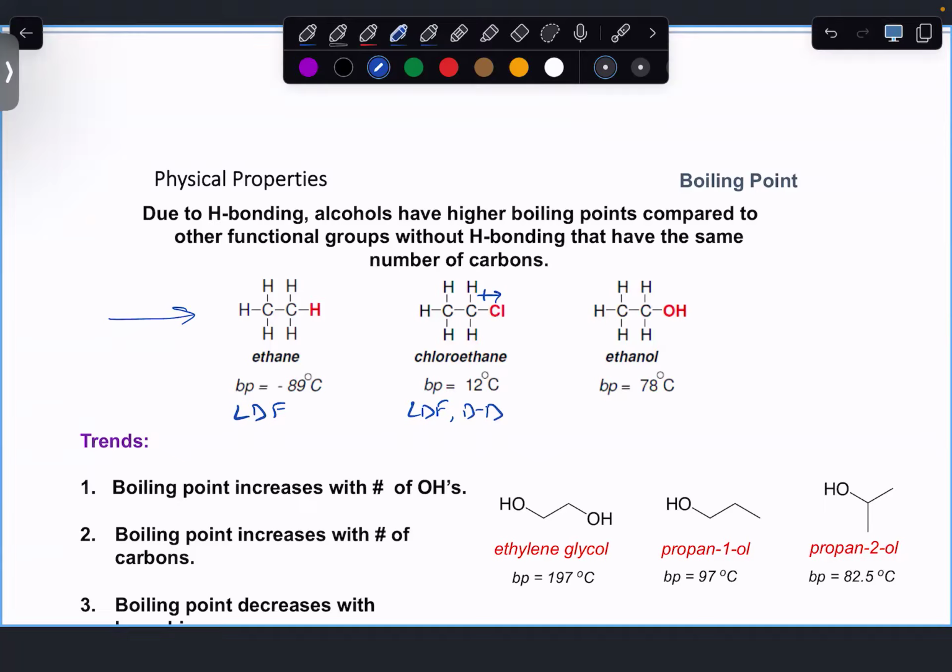And then finally, with the alcohol, you have 2 polar bonds, namely the carbon-oxygen and the hydrogen-oxygen. All right. So this is going to have London forces, it's going to have dipole-dipole, but also has the ability to hydrogen bond. And notice the difference there in the boiling point. Very, very different. The stronger the intermolecular attractive forces, the higher the boiling point.